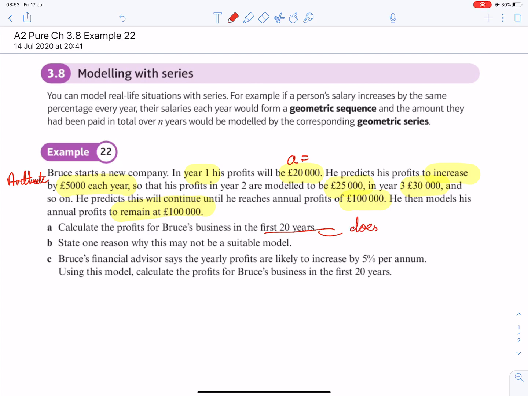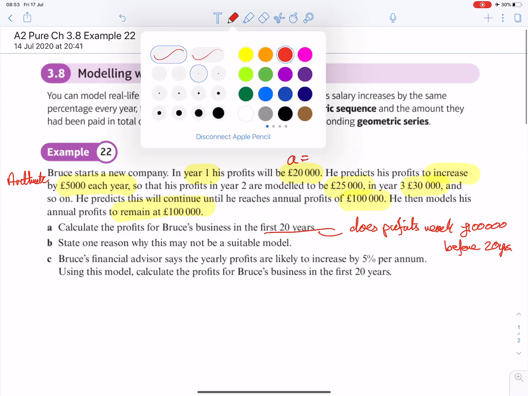So, the key thing here is to pick up: does profits reach £100,000 before 20 years, or before the 20th year.